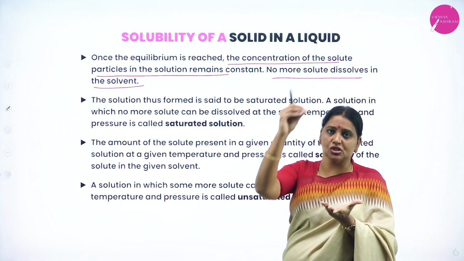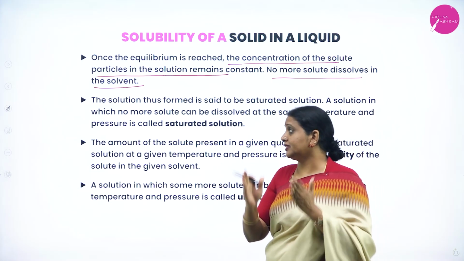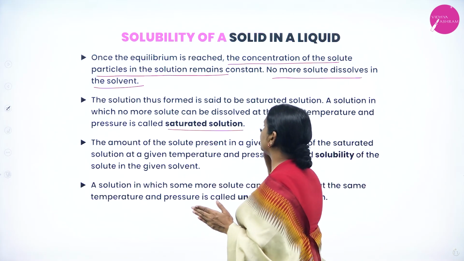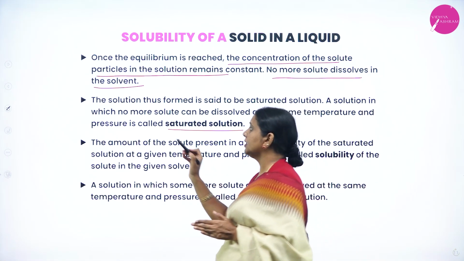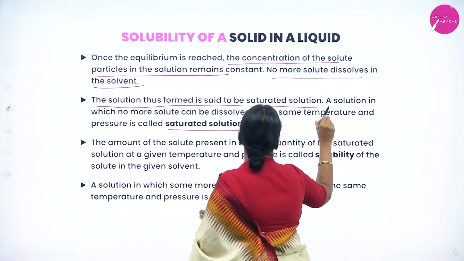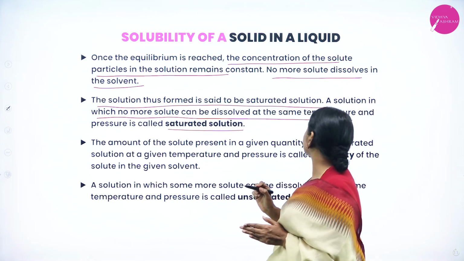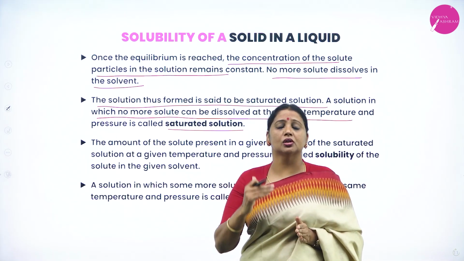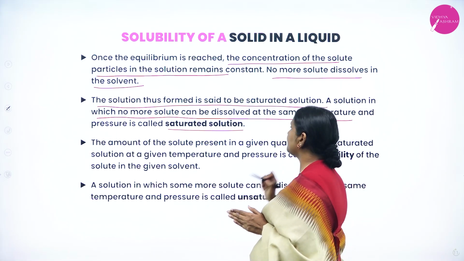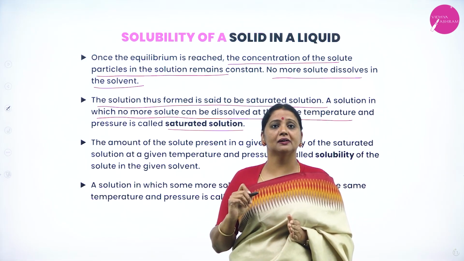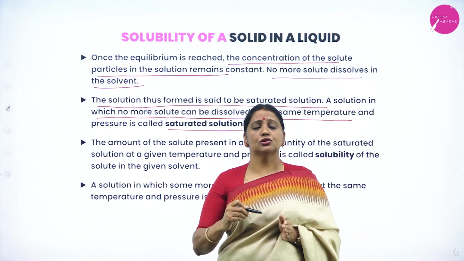Go on adding solute to the solvent. The solute is not soluble in the solvent. At that point, that solution is called a saturated solution. The solution thus formed is said to be saturated. A solution in which no more solute can be dissolved at the same temperature and pressure is called a saturated solution.